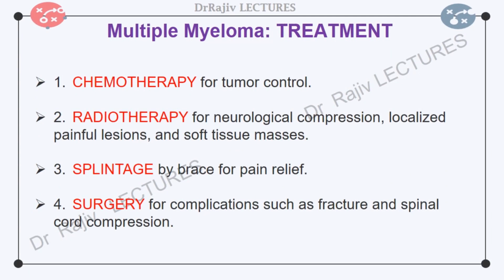The treatment of multiple myeloma is mainly chemotherapy for tumor control, radiotherapy for neurological compression, for localized painful lesions, and for soft tissue masses, and a splintage by brace for pain relief. Surgical treatment is only required for complications such as fracture and spinal cord compression.